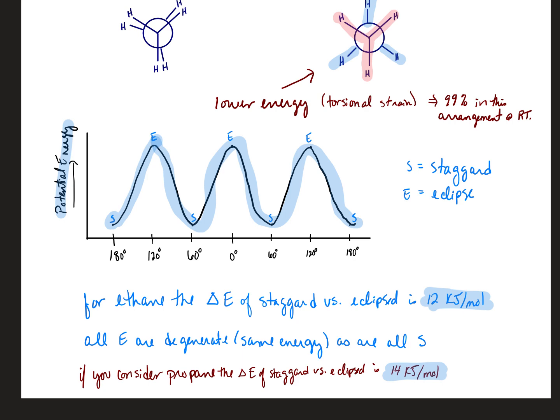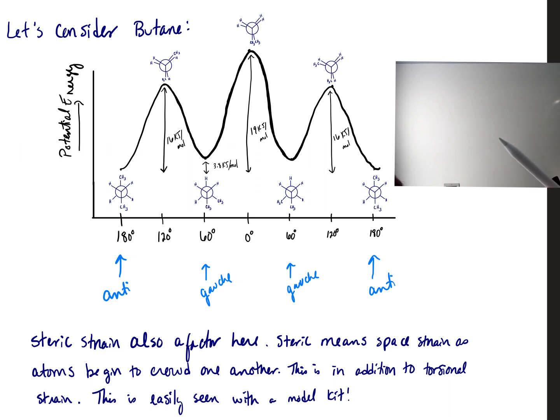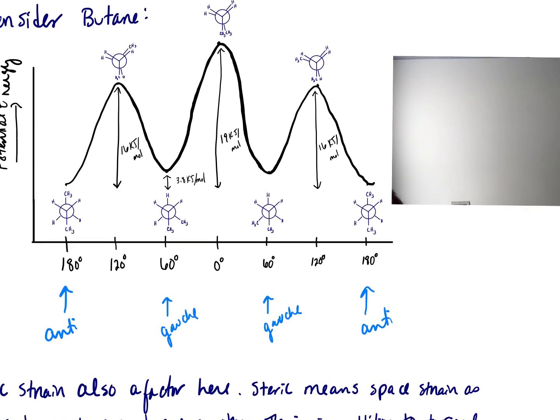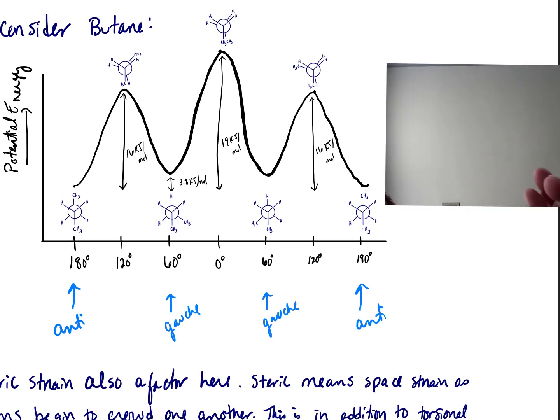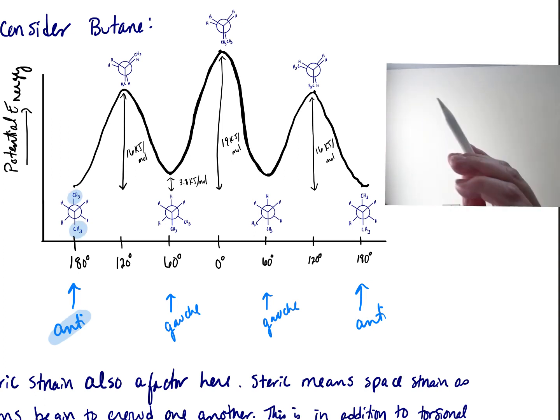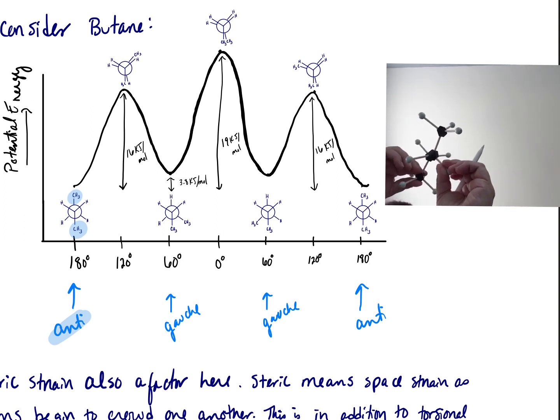Okay, now we're going to consider butane. So butane, remember, has 4 carbons in it. And when we start looking at butane, I'm going to begin by looking at what is a staggered conformation, and is specifically the anti-conformation. So the anti-conformation has a CH3 both above and below the plane.